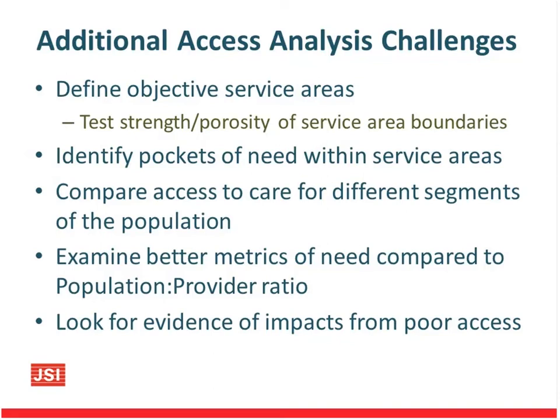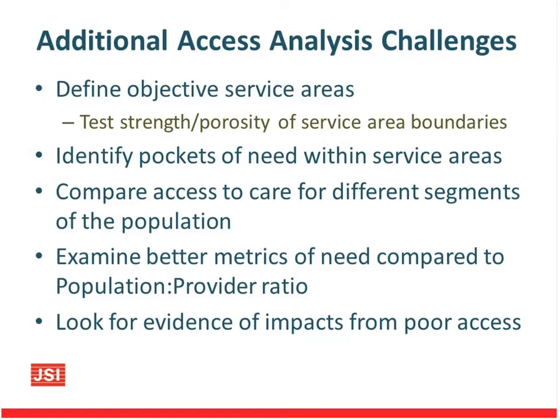You can compare access to care in different segments of the population. If your Medicaid data, or maybe even all-payer data, allows you to stratify, you could look at children on Medicaid separately, and then look at women of childbearing age, which often have really different care-accessing patterns. You can also examine better metrics of need compared to the population-to-provider ratio. This is a whole other discussion, which I can't really do today, but things like visit ratios: you can figure out the number of visits a population theoretically would need, and then look at how many they're actually getting, or the visits per person.